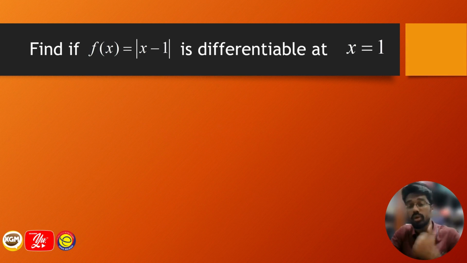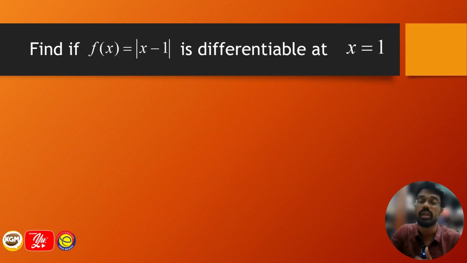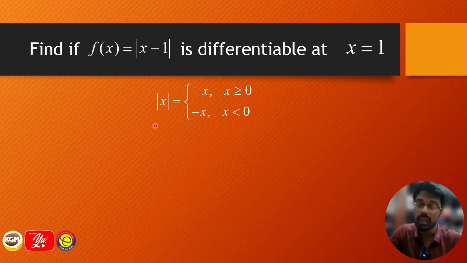In order to analyze that, first of all, we need to define this function. Let us do that. We know very well that modulus of x is x when x is greater than or equal to 0, and negative x when x is less than 0. This is the definition of modulus of x.